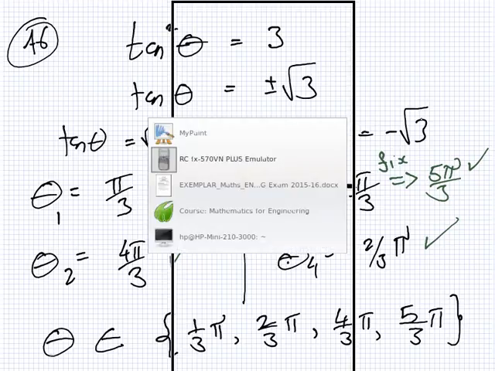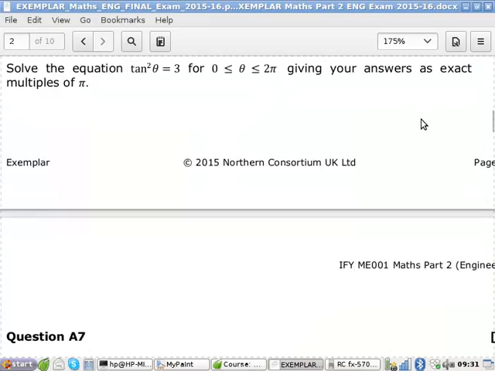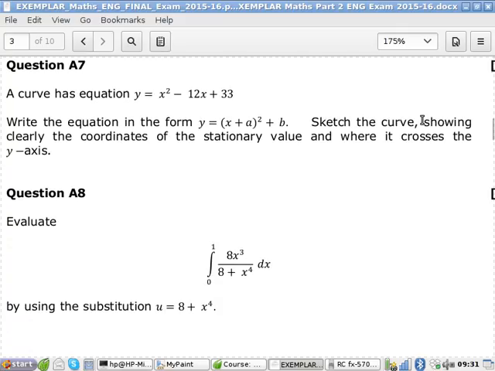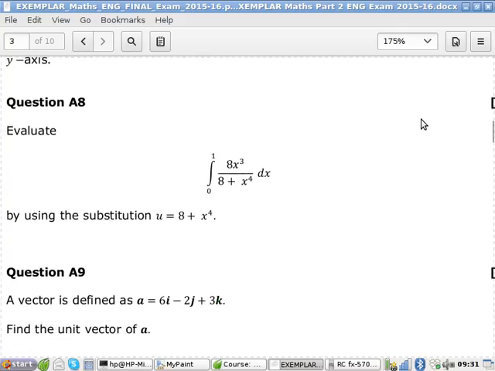Okay. Let's see what comes up next. A7. Completing the square. Yes or no? Do it? I can't do it. Oh, okay. I should say do or not. What do you think? Do or not? Kind of. Do? Okay.